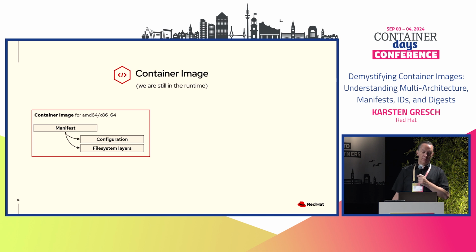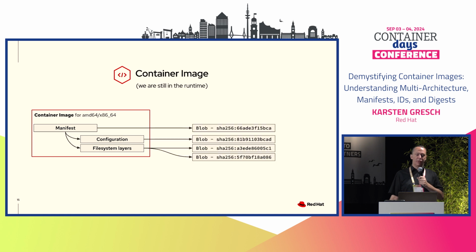So we're still in the first step. We're locally now creating our container image. And let's say we are just now on an x86 machine, and we use our tools, and basically the tools create various SHA-256 values as digest values for us. So we have a separate value for the manifest, for the configuration, and for the various file system layers.